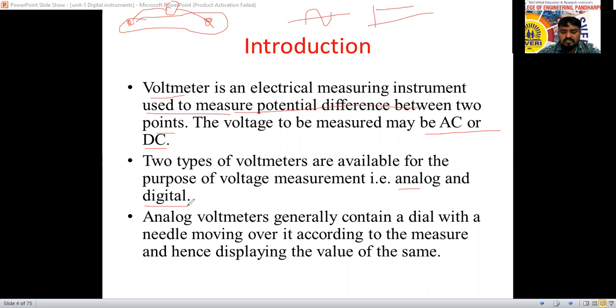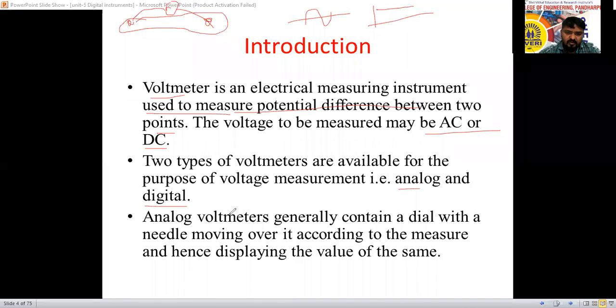Analog instruments, which unit do they come in? We have discussed analog instruments already, have we discussed or not? Somebody reply, please. Yes, sir. Where did we discuss them? The second unit. The second unit name itself is analog instruments, and the fifth unit name is digital instruments.